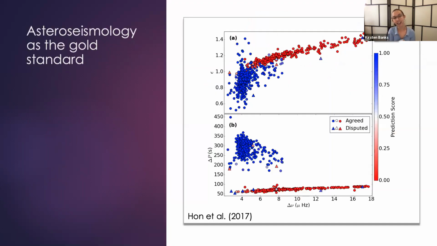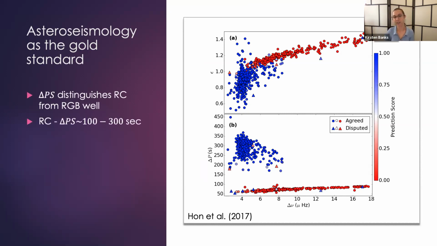On one hand, asteroseismology is seen as the gold standard to effectively distinguish between red clump and red giant branch stars, which is likely due to red clump stars having these distinctive oscillation behaviors as a result of their characteristic core helium burning. And these asteroseismic parameters, such as the period spacing, effectively distinguish the red clump from the red giant branch, with red clump stars having a characteristic period spacing between 100 and 300 seconds, whereas red giant branch stars are confined to around 50 seconds.